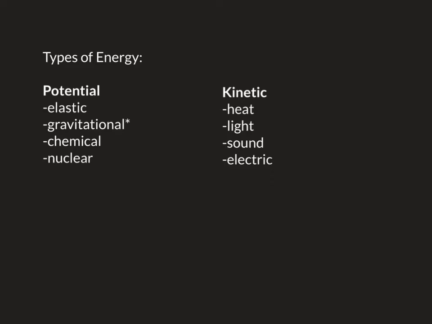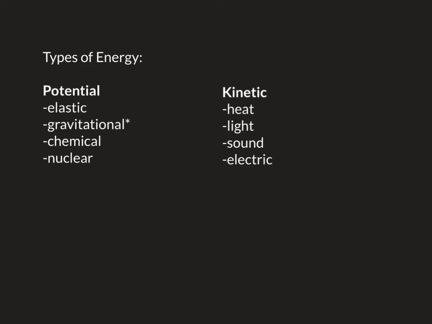So to go through this here, potential energy is basically any type of stored energy. We're going to talk a lot about that today. Types of stored energy are all the ones that we have on the left here. So elastic, gravitational, chemical, nuclear. It's energy stored in some way, shape, or form. So these four that we've listed here, those are ways we can store energy.